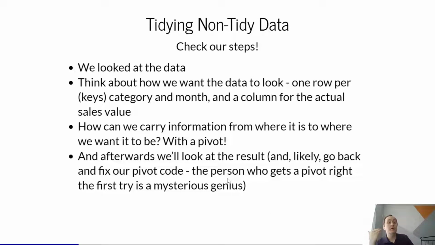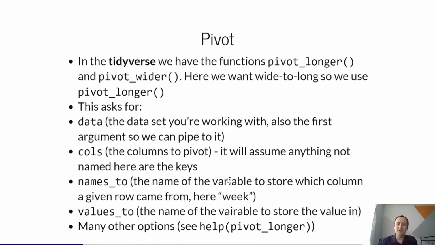We want one row per category and month, right, because those are our key variables. And then we want a column for the actual sales value. So here's the question. How can we carry information from where it is to where we want it to be? We have currently two columns, and we want it to be one column with a variable indicating department. We can do this with a pivot that goes from wide to long. And then, of course, afterwards, we will check our result and probably go back and fix the code, because getting a pivot right on the first try in any language is hard to do.